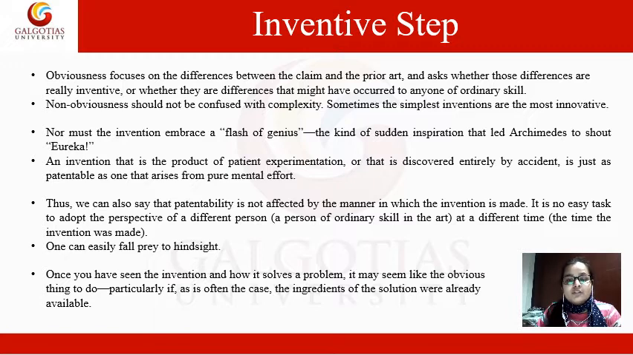So a person of ordinary skill in the art, you have to understand what this actually means at a different time, the time the invention was made, because one can easily fall prey to hindsight. Once you have seen the invention and how it resolved the problem, it may seem to be an obvious thing, but it cannot be in day-to-day life. So if the ingredients of the solution were already available, you cannot say that your invention is a valid invention.